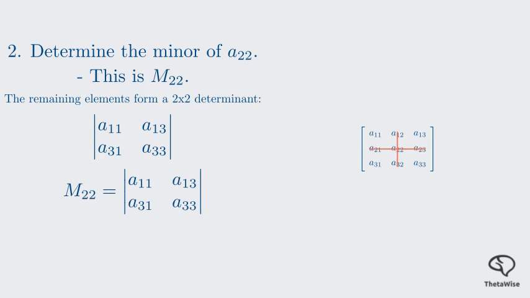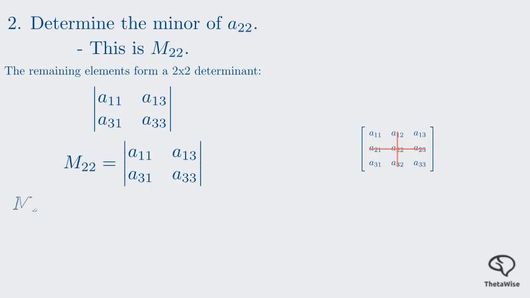Now, let's evaluate this 2 by 2 determinant using the diagonal rule. We multiply the main diagonal, a 1, 1 times a 3, 3, and subtract the product of the other diagonal, a 3, 1 times a 1, 3. This gives us the final expression for m22.